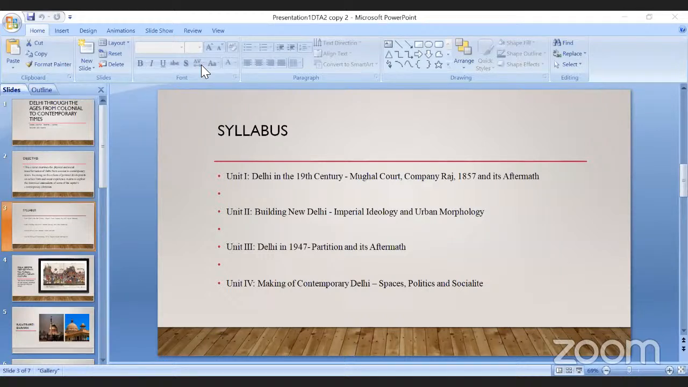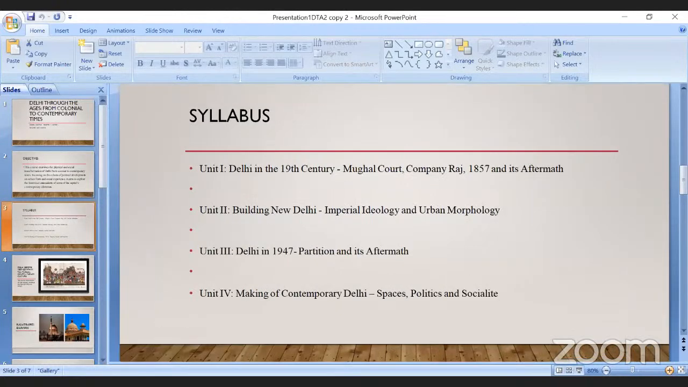Then the second unit is building New Delhi, imperial ideology and urban morphology. In this, the building and construction of Lutyens Delhi was taken up by the colonial rulers, and how it showcased their imperial ideology and how they wanted to distance themselves from the court of the Mughal rulers, which had existed earlier in Red Fort in the Chandni Chowk, Old Delhi area. So they went about building a new city altogether in the Lutyens zone, as it is known today.